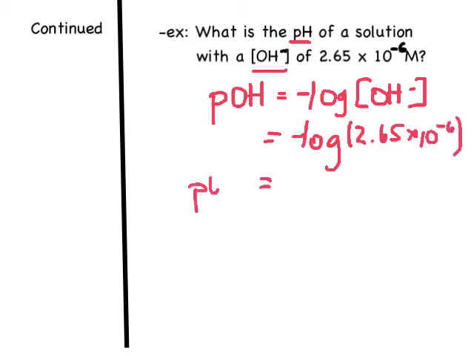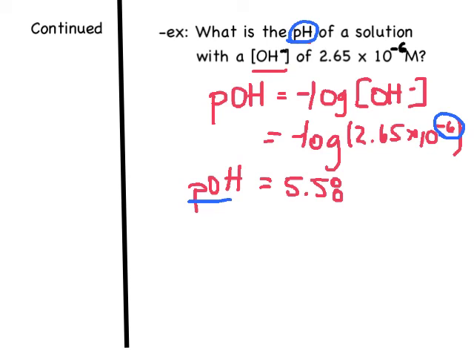And we're going to get a pOH of 5.58. And again, 5.58 is very close to 6, that value of our exponent, so we know it's probably correct. Now, this is pOH, though. We need to find pH. You always have to pay attention to what it is actually asking for in the question.